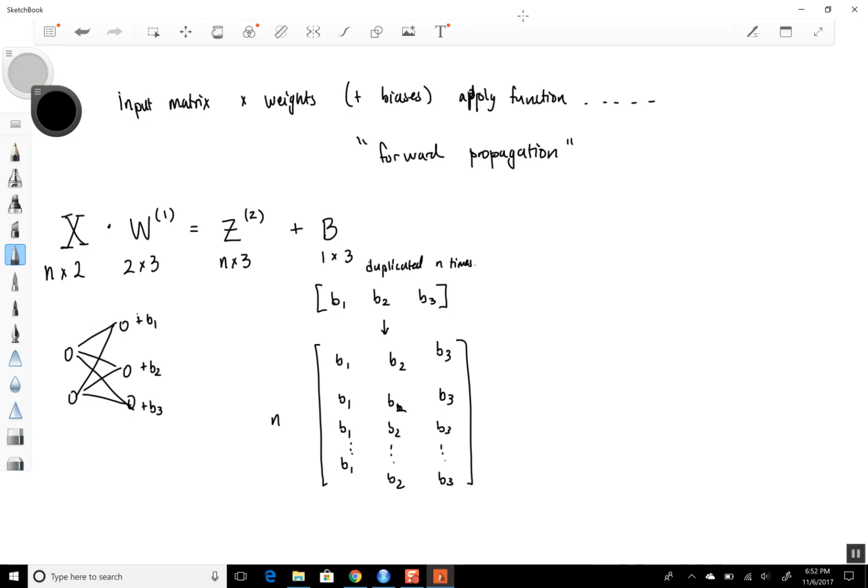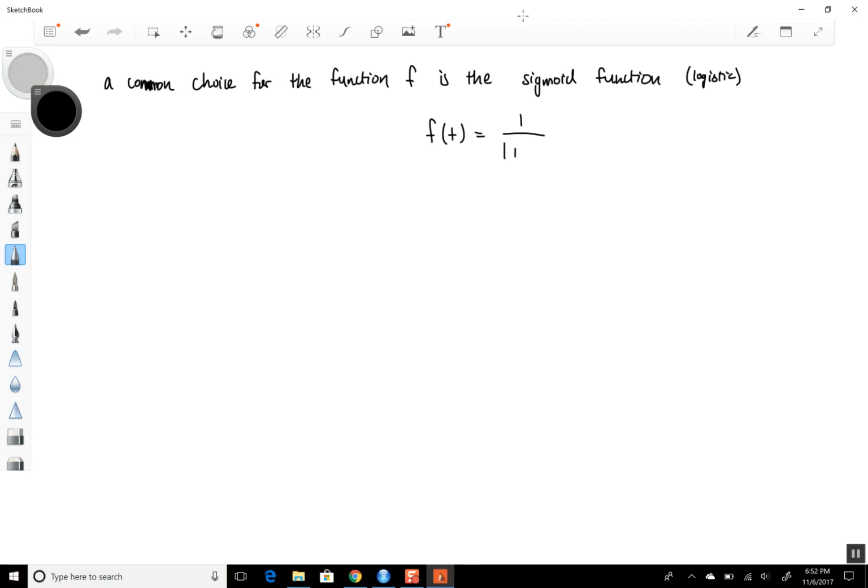Okay, so the function that we apply, a common choice in these basic vanilla networks for the function f, is the sigmoid function, which is pretty much a logistic function. That's f of t equals 1 over 1 plus e to the negative t, or basically e to the t over 1 plus e to the t. This is our sigmoid function, and it goes from 0 to 1, right? It maps from negative infinity to positive infinity, and gets remapped to 0 to 1.